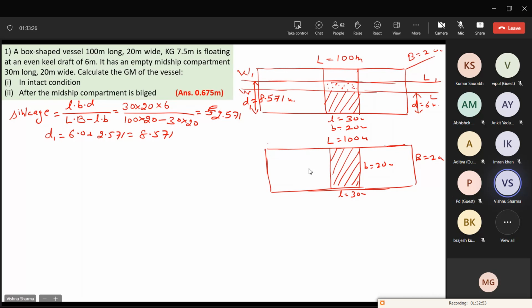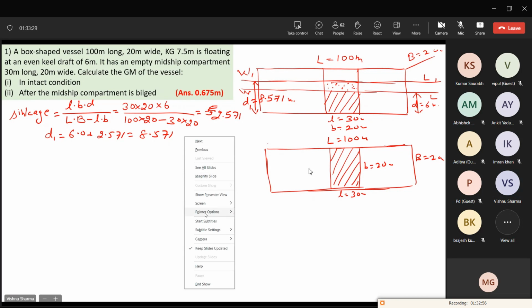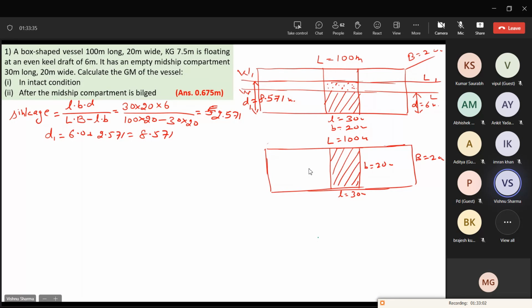Okay. Now we go to KB. Now, let me calculate by moments. I'll tell you the shortcut. In this case, it is not required to be calculated, but I'll still calculate. KB in the bilged condition, KB final. Vertical moment of underwater volume up to W1L1. And then I look at the upper diagram to figure out what is the underwater volume up to W1L1.